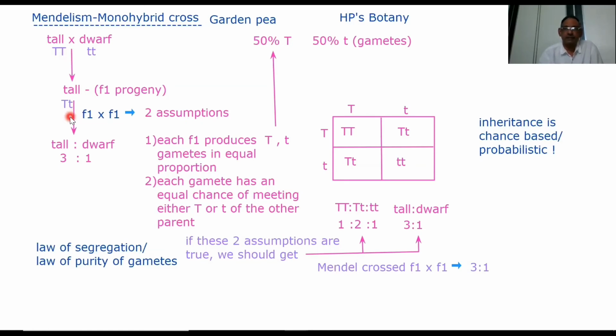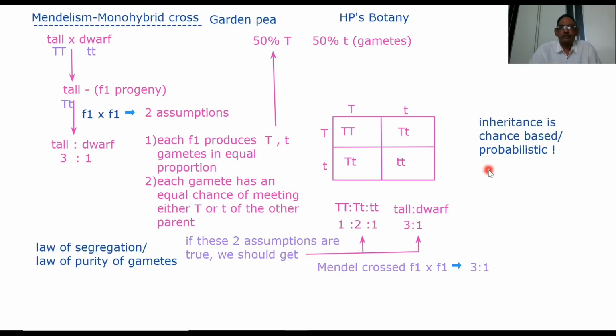Remember, these two factors are brought together in sexual reproduction when gametes fuse. Therefore, Mendel finally established that there is no third party's interference in inheritance. Inheritance of factors is a chance-based event. It is a probabilistic event. There is no interference of any factor, third party, in inheritance. That, I think, is the most important conclusion of Mendelism.